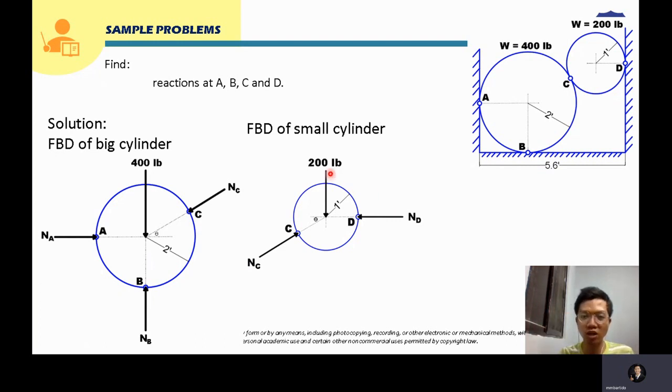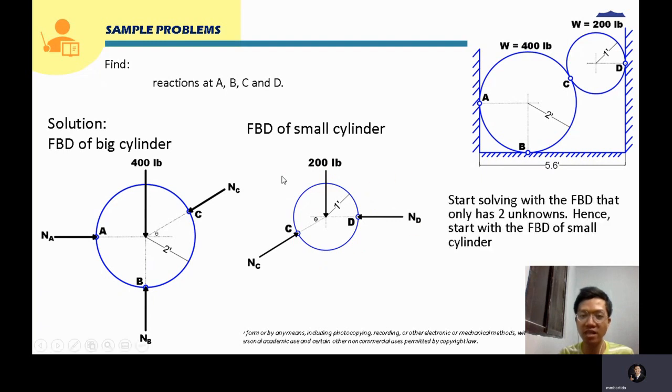Okay, so we have to start solving here in the free body diagram of the small cylinder, since there are just two unknown forces here, N sub C and N sub D. So we cannot start in the free body diagram of the big cylinder because there are three unknowns here, so we can only generate two equations. So we have to start with the system that only has two unknowns. Okay, so let's start solving this.